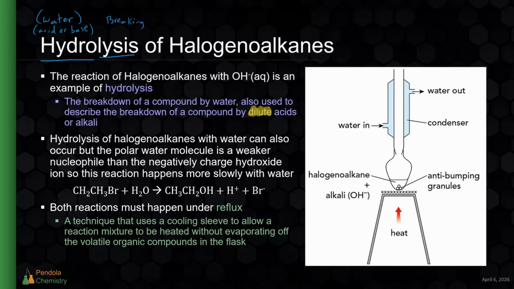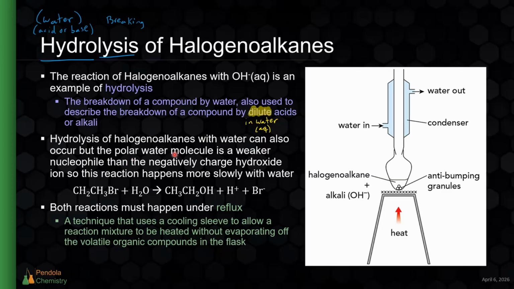Because the term dilute means in water, or aqueous, it means that the dilute acid or the dilute alkali is not reacting by itself. It's usually a catalyst or some kind of way of easing a reaction with water. What the alkali or acid does in this situation is speed up the reaction of the halogenoalkane with water, which it will have normally, even if the acid or base was not present. Hydrolysis of halogenoalkanes with water can also happen, but it's a lot slower.